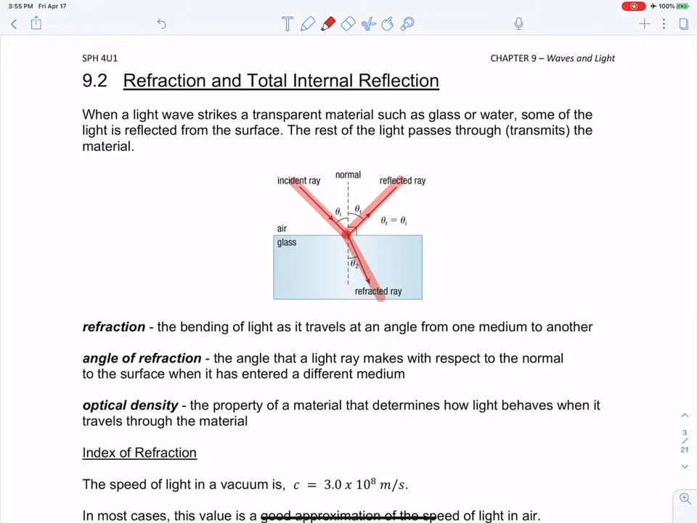Refraction is defined as the bending of light as it travels at an angle from one medium to another. The angle of refraction is the angle that a light makes with respect to the normal. And the normal is this line right here that hits the surface at 90 degrees.